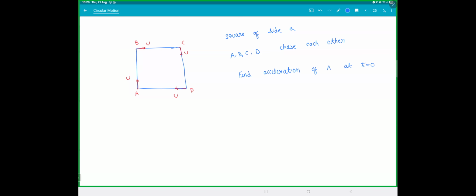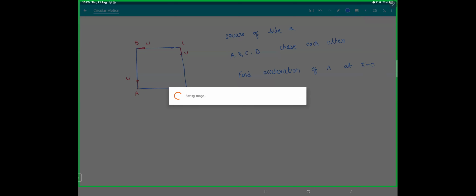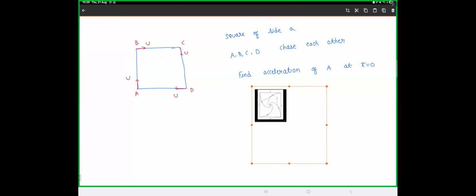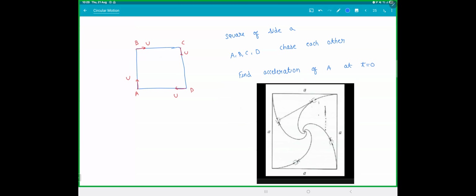Speed is constant, but the direction is changing. So if you look at the trajectories, this is how it looks. Particles on a square will chase each other like this. You should definitely go back and revise this once in the kinematics.